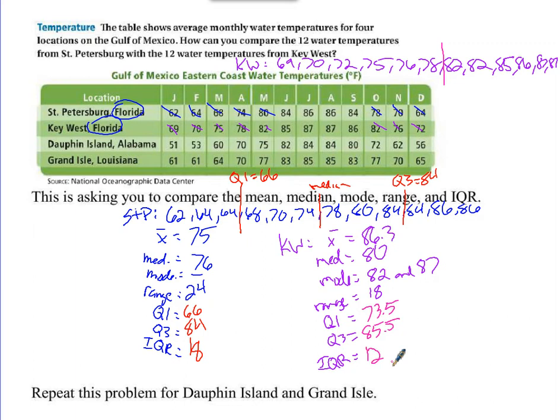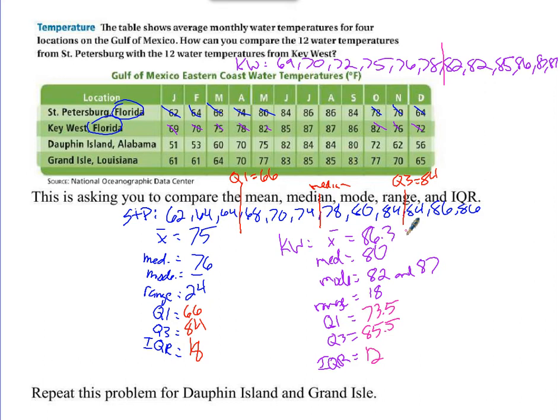Okay, now we got to answer the problem. It says, how can you compare the 12 water temperatures from St. Petersburg to the 12 water temperatures of Key West? Well, take a look at these numbers that we're looking at here, and we can say a lot about these two cities. The range of average temperatures for St. Petersburg is 24 degrees. So as the year goes on, the average temperature changes by 24 degrees. But in Key West, the average temperature only changes by 18 degrees. In St. Petersburg, the average temperature is 75 degrees, but in Key West, the average temperature is 86 degrees.